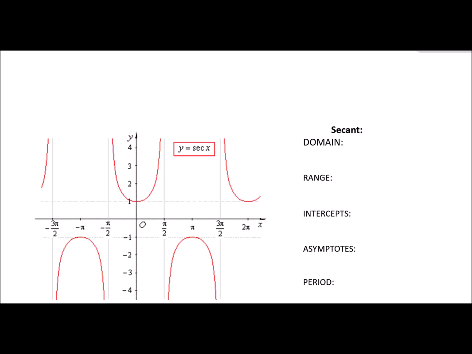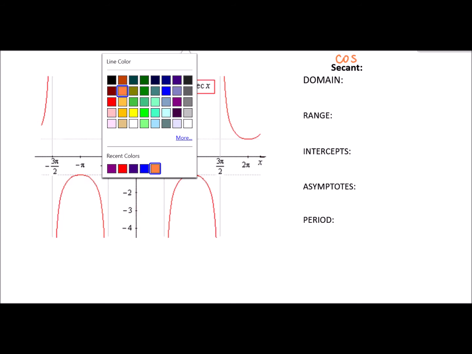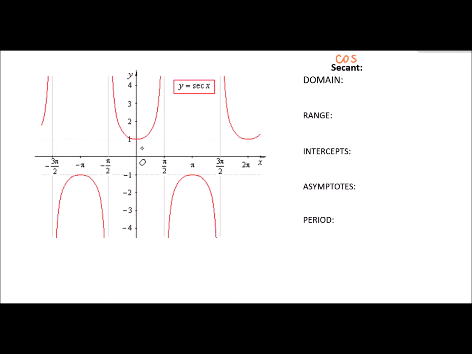Now secant is the exact same idea, but this time it goes along with cosine. So the basic cosine graph says I start at a maximum, I end at a maximum, and I have a minimum in between, and then my two intercepts. So here's what the cosine looks like. That's just one cycle of it.